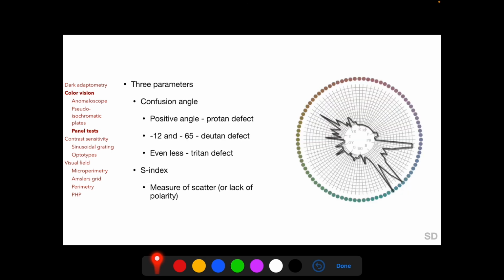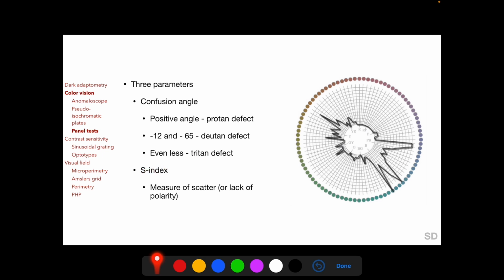In the Farnsworth-Munsell 100 hue test, 3 parameters can be assessed separately. One is the confusion angle, which is the axis along which the deviations are maximum, and a positive confusion angle indicates a protan defect. A confusion angle between -12 and -65 degrees, as in this case, indicates a deutan defect, and if the confusion angle is even less, it indicates a tritan defect.